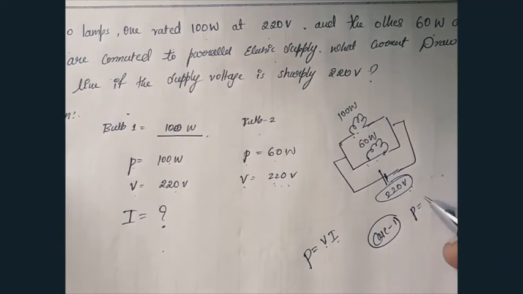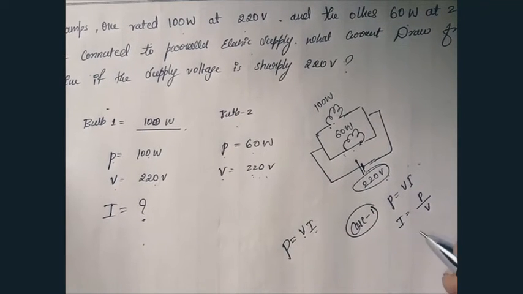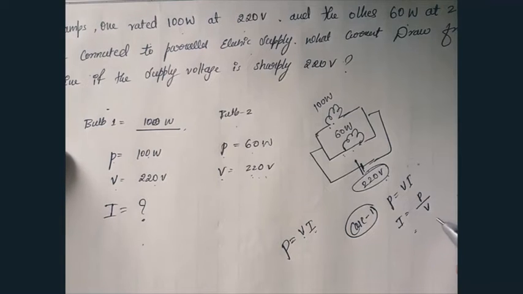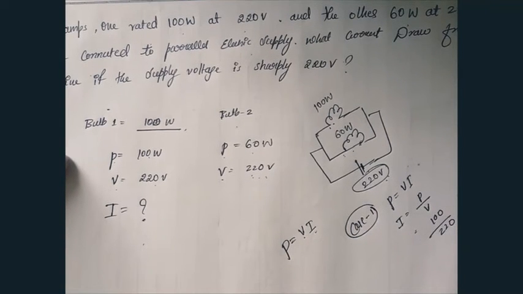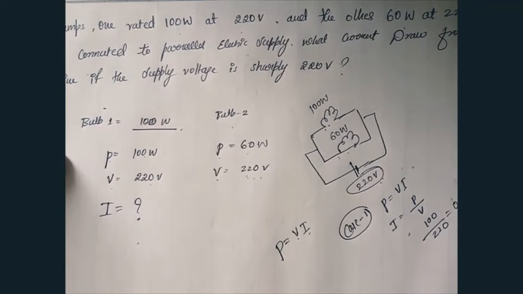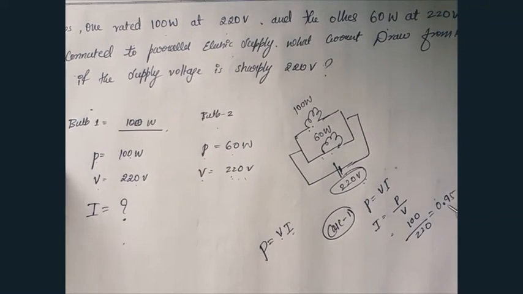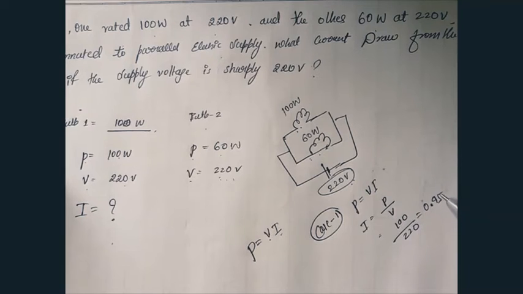P is equal to VI, but I want I. So I is equal to P by V, correct? Now what is P for bulb 1? It is 100 watt and V is 220. So if you divide 100 by 220, what do you get? We'll get 0.45. This is what we get. Now this is for bulb 1.